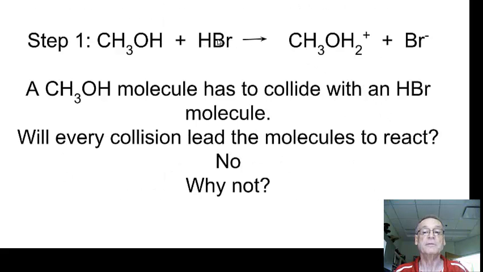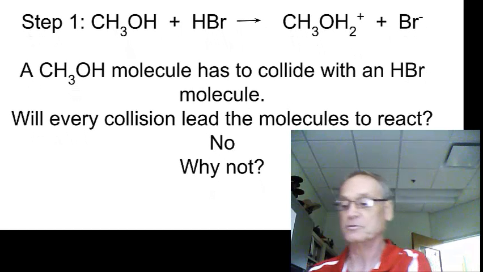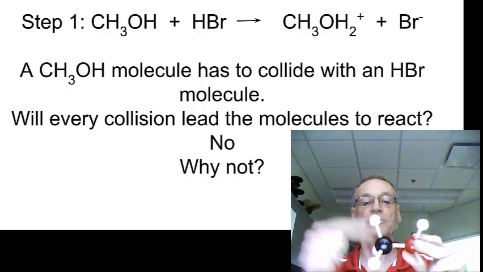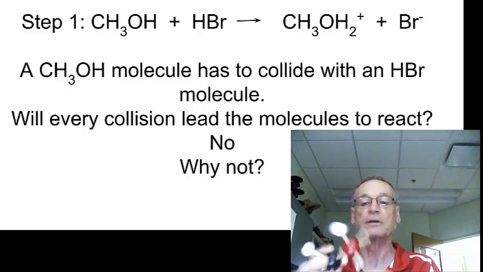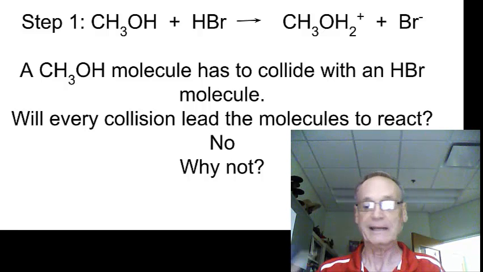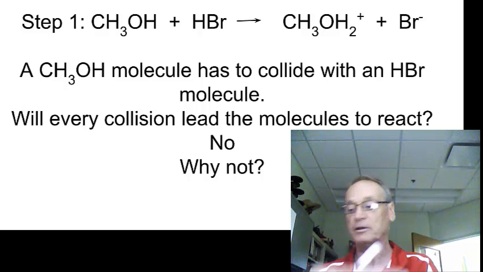So here's the first step in a mechanism. And again, we're going to analyze each step in detail, looking at the energy relationships. So what has to happen for this mechanism step to happen? Well, as I said, the methanol molecule has to collide with an HBr molecule. So I have models here. This is a methanol molecule, and you can see the carbon, 3 hydrogens, oxygen with its hydrogen, and 2 lone pairs. So this is the methanol molecule, and this is an HBr molecule. So there's a hydrogen, there's a bromine, 3 lone pairs on the bromine.